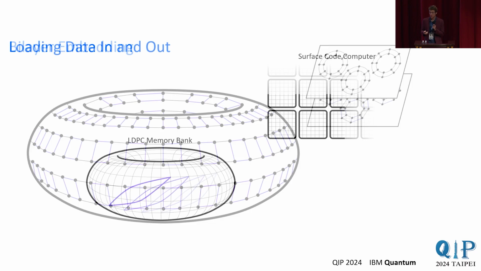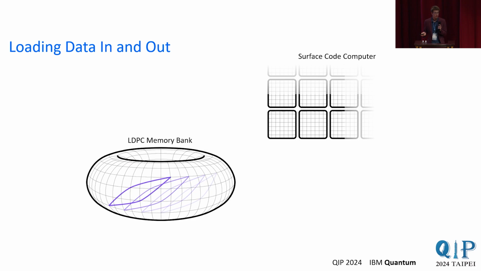Finally, let's talk about logical operations. I mean, after all, what use are your logical qubits if you can't do anything with them? So here, rather than doing logical operations on the code directly, we're going to simply use it as a memory bank and load data in and out for computation on a more sophisticated quantum architecture like that of the surface code. Now, it may be possible to do logical operations on these LDPC memories directly, but for now, let's just try to get this to work.